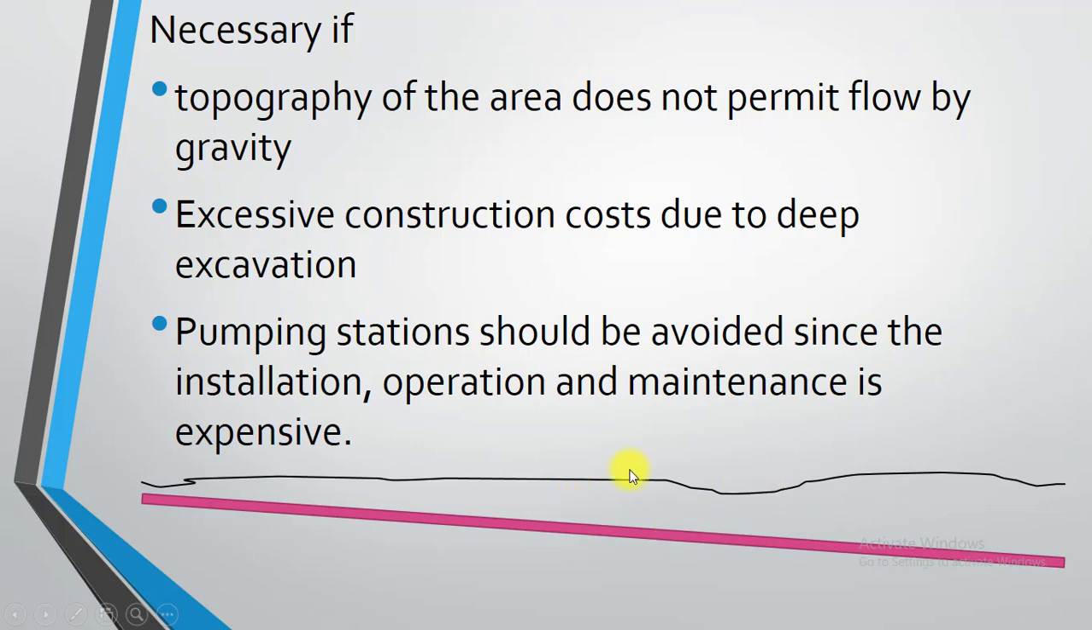So at some point we can place a pumping station to transfer the wastewater to a higher stream, and then continue again from a more shallow point. Generally, pumping stations should be avoided, because the installation, maintenance, and operation costs are expensive, so we have to avoid it as much as possible.